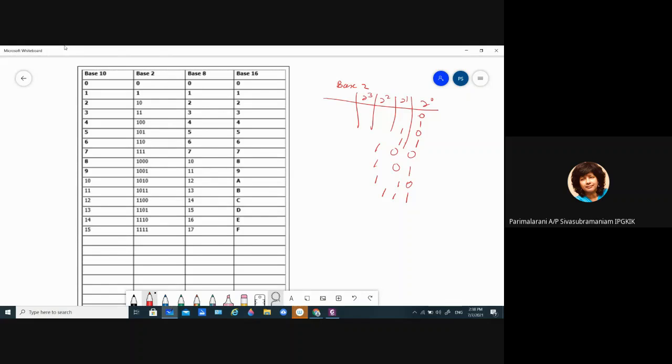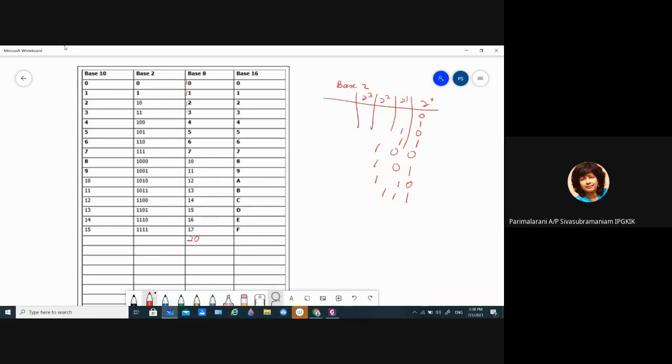Okay, so we cannot use digit 8, we cannot use digit 9. So after 7, we go back here and we start again: 10, 11, 12, 13, 14, 15, 16, 17. We cannot write 18 because 18 has an 8 digit. We cannot write 19.